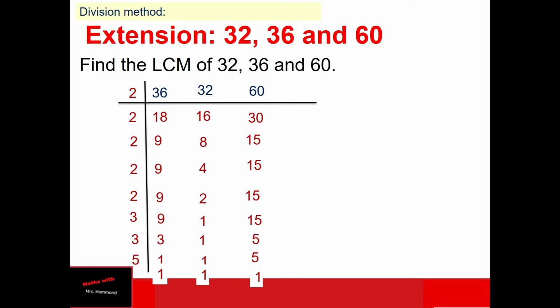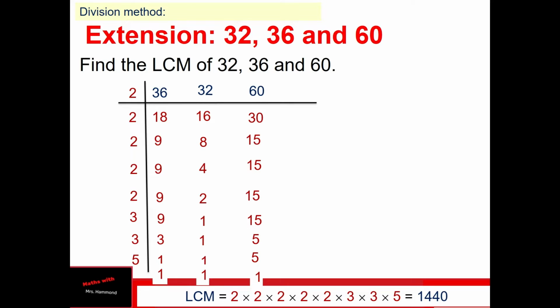Okay, now we've hit 1 on all 3 columns. So now we can put together our LCM by writing out all the prime factors to the left of the table. So we have 2 times 2 times 2 times 2 times 2 times 3 times 3 times 5. In other words, that's 2 to the power of 5 times 3 to the power of 2 times 5 to give us 1,440 as the LCM of 32, 36 and 60.